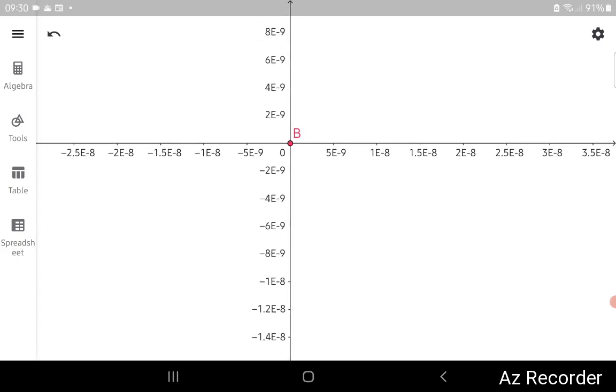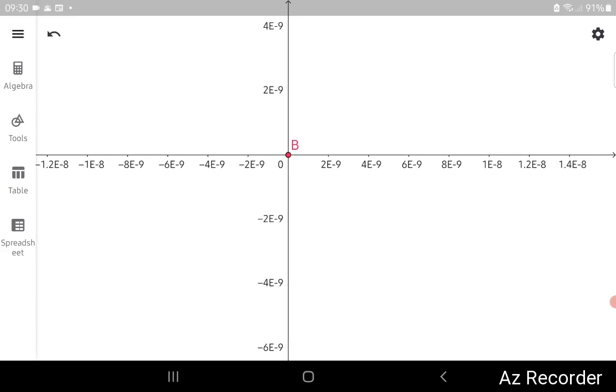So B is actually occupying a little bit of space on both sides of 0. It's not representing just one point. It's representing a region that is very, very, very close to 0.